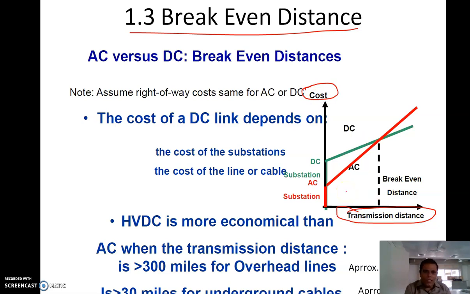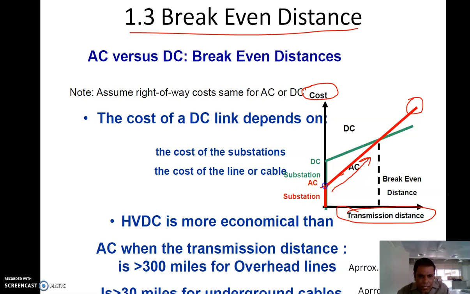Now as you increase the transmission distance, the cost of the AC system will keep on increasing, and the same will happen to the DC system as well, because when you are increasing the distance, the conductor length required will be more, the number of transmission towers will be more, right of way cost will increase, and everything will increase. So this red line is indicating the increase in the cost of the AC.